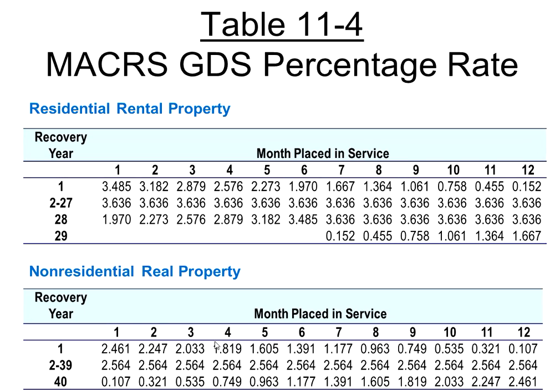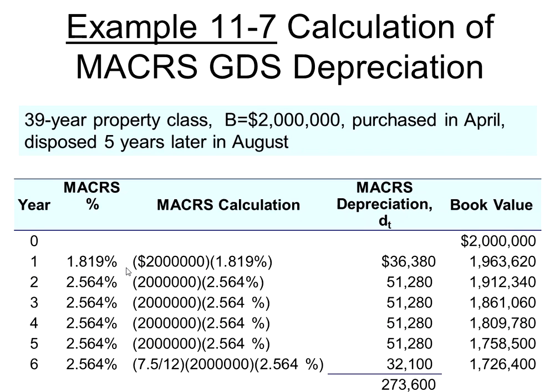But during the first year, because it's placed in the month of April, and again these rates are calculated using month assumptions, this 1.819 is used for the entire rest of the year. So this is during the first year, and this 2.564 is basically used for the years 2, 3, 4, and 5. And so that's what we see here, the MACRS percentage rates. We have this one for year 1 and these ones for the consecutive years.